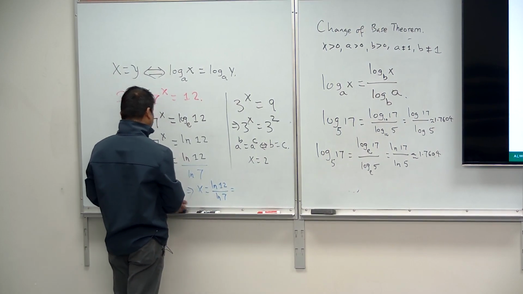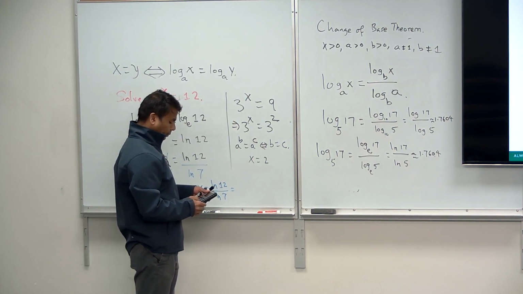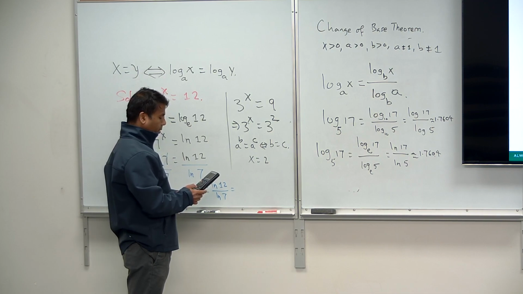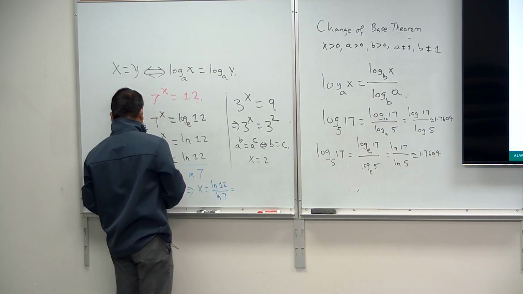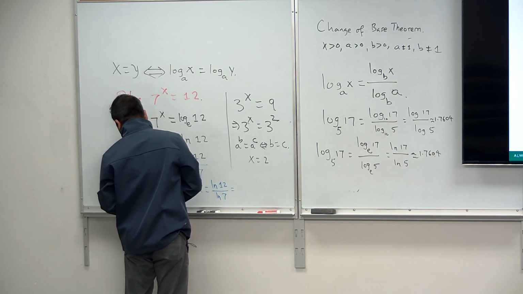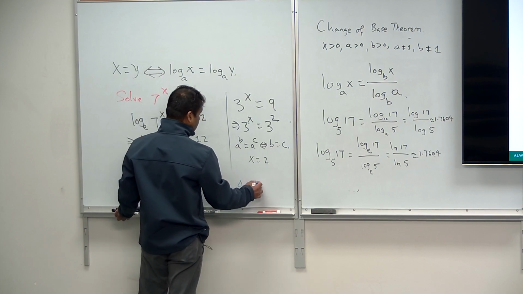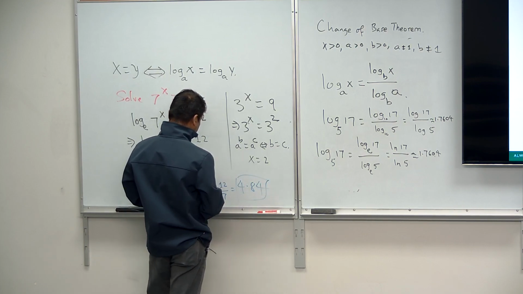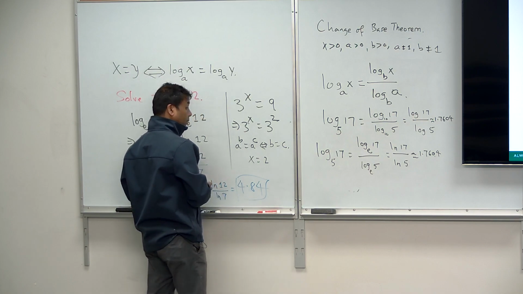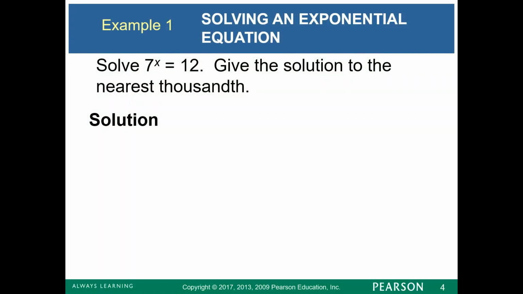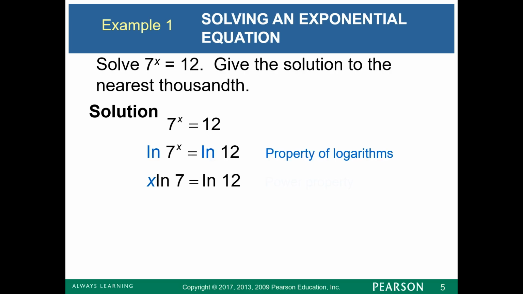So ln 12 divided by ln 7. Okay, that will give you 4.835. If you round to 2 decimal places, this is 4.84. Yeah, this is the answer. Did you get it? Make sense?